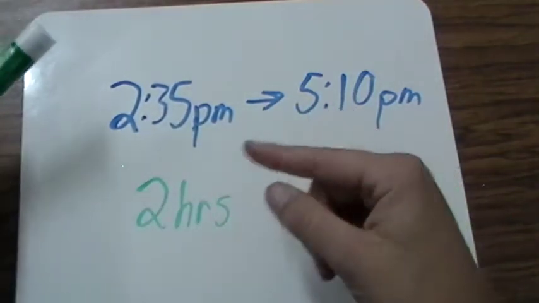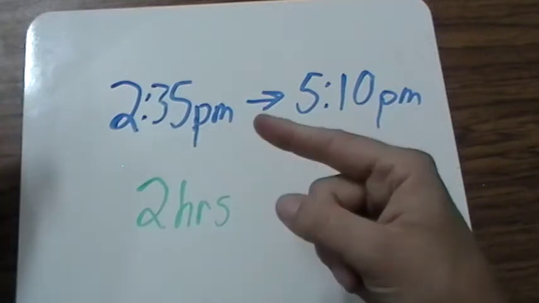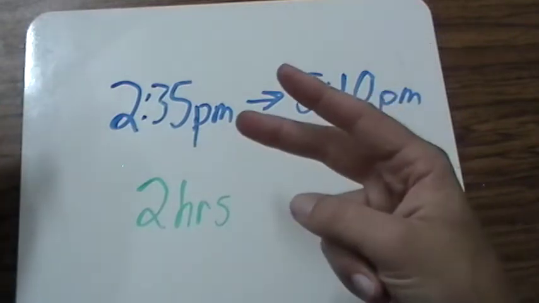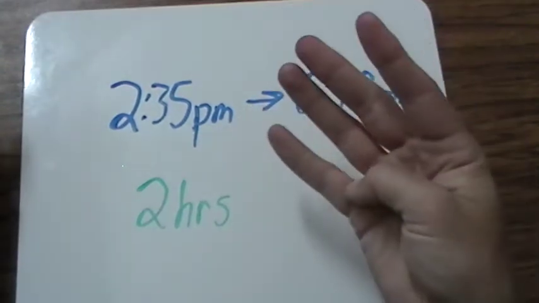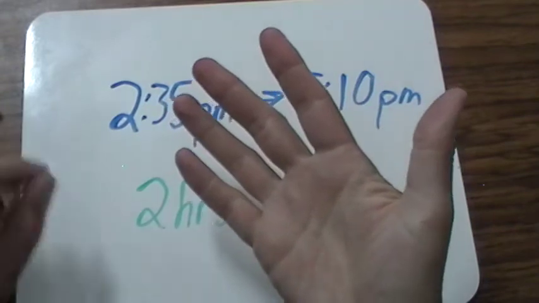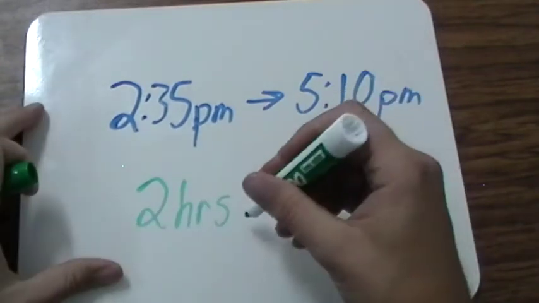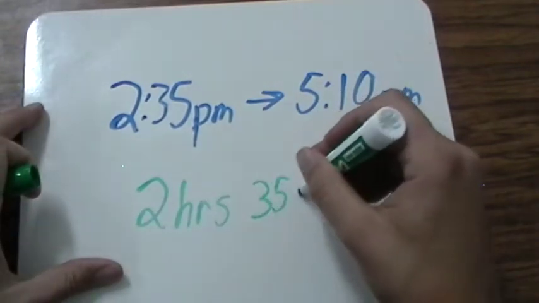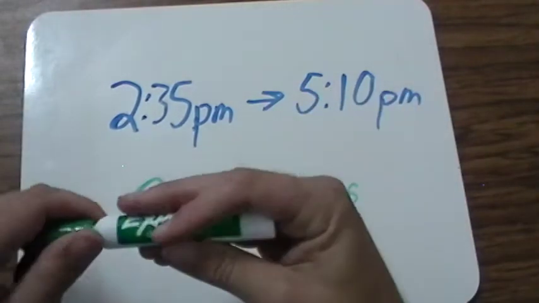4:35 to 5:10. Let's count up in 5-minute intervals. 4:40, 4:45, 4:50, 4:55, 5 o'clock, 5:05, 5:10. That's 7. Well, what's 5 times 7? 5 times 7 is 35. So this one's actually 2 hours and 35 minutes, a little bit longer than what you were traveling before.